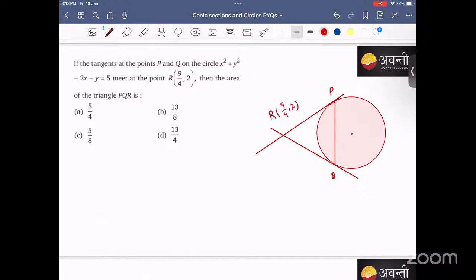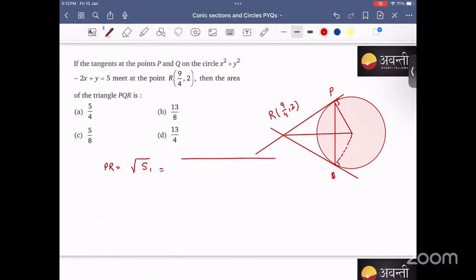This is the center of the circle. You join this, and then you join this, and this is another joint. This angle is 90 degrees. This angle is also 90 degrees. Am I clear? Now they are asking for the area of triangle PQR. Now see how many distances do I have? I have PR. PR is what? PR is the length of the tangent to the circle from external point R, and that would be equal to under root of S1.